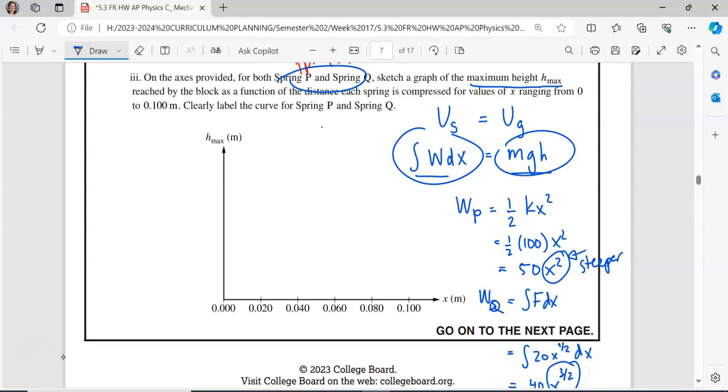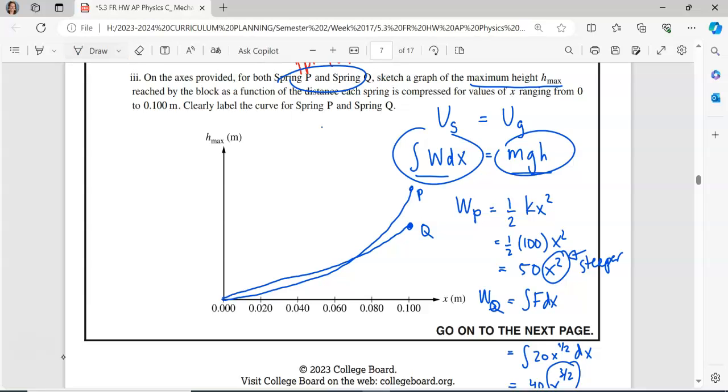So let's go ahead and just draw P. Let me just draw a quadratic. P is going to be something like this. And Q is going to start bigger, but then it is going to go, let's see if I can draw that. Okay, so again, P is going to be steeper overall than Q because of the x squared compared to the x to the 3/2. However, Q will initially have more potential energy than P.